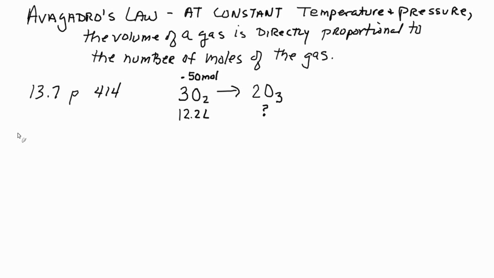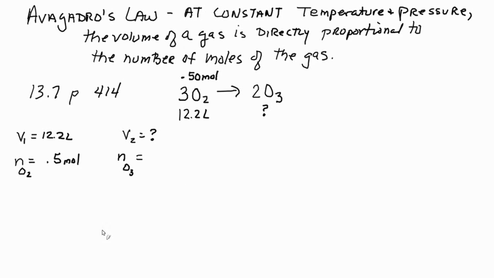So let's write down what we have. We have a volume V1 of 12.2, and we're trying to find V2. We're given moles of oxygen as 0.5, O2. And we want to find out what the moles of O3 would be, because we can't calculate the second volume until we know how many moles we would have of this.